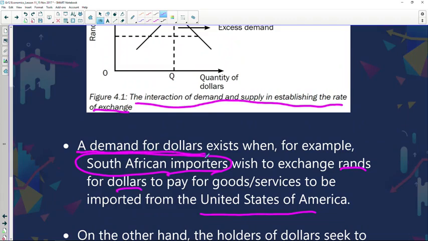So that transaction will cause a demand for dollars, because now we need dollars in order to pay for a transaction. The opposite will also happen if the Americans want to pay us for the products that we export to America. So that will create a demand for the rand, because now we've got the Americans wanting to pay us for the goods and services that we produce.